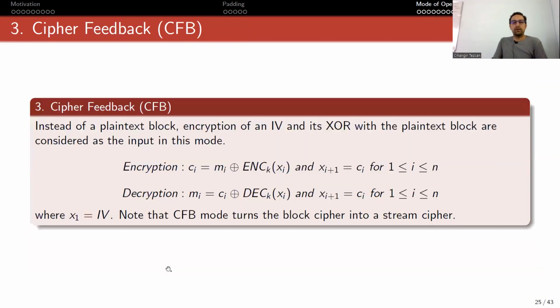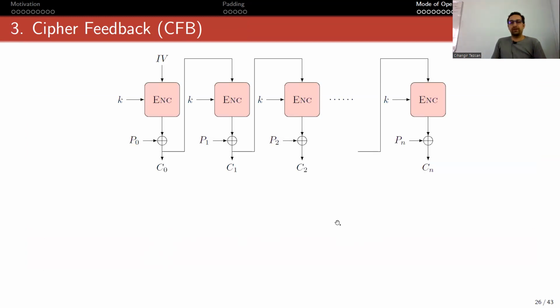Okay. A third mode of operation is cipher feedback. Instead of a plaintext block, the encryption of an IV and its XOR with the plaintext block are considered as the input in this mode. Here's the mathematical definition, but we can look at the picture to see it more clearly. There is a note saying that CFB mode turns the block cipher into a stream cipher. Let's see what this means in the picture.